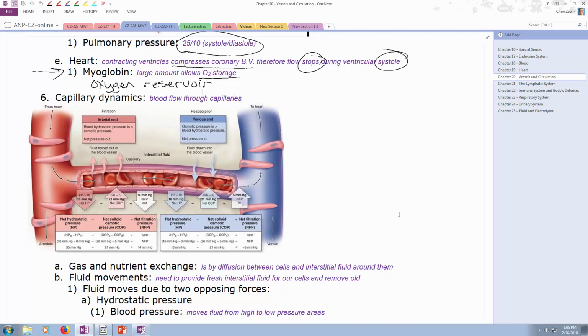Now, what will happen is we need that fluid, which is now becoming rich in wastes and low in nutrients, to get back into the capillary, and we'll do that on the venous side of our capillary bed. So that's what capillary dynamics is all about. How do we get the fluid out of the capillary on the arterial side, and how do we get the fluid back into the capillary on the venous side so that we can therefore take this back to various systems of our body to get the reverse done? Nutrients back in, waste out. Capillary dynamics.